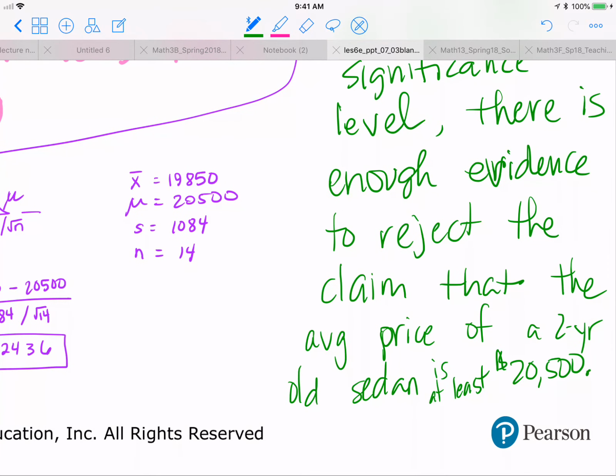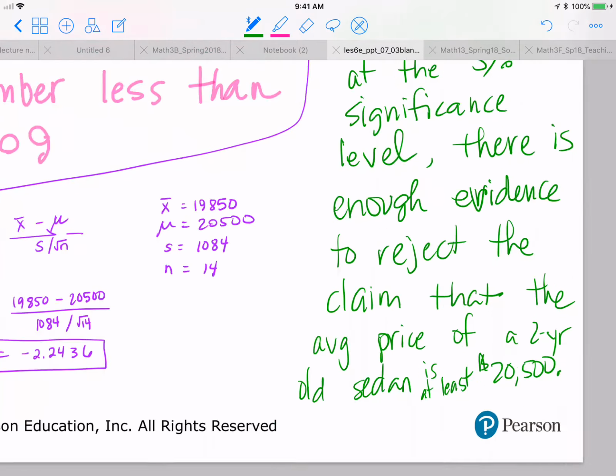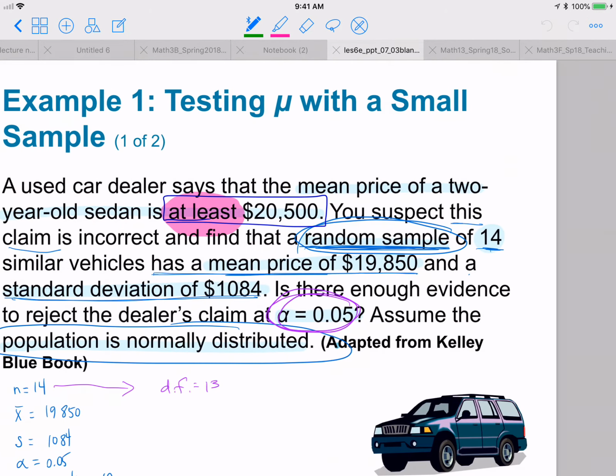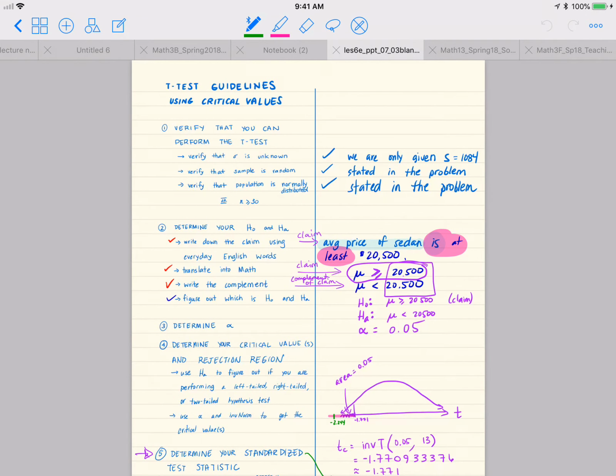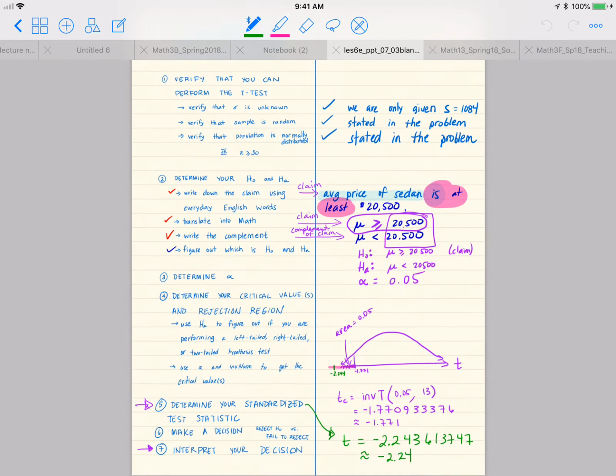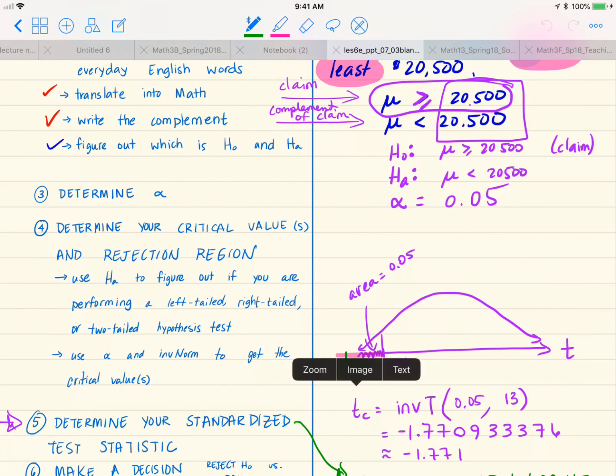So the used car dealer says, hey, look, on average, a 2-year-old sedan is going to be at least $20,500. Can you see that? I know it's kind of small. But the used car dealer is saying that, on average, a 2-year-old sedan is at least $20,500. However, the sample that we collected of 14 had an average of $19,850, right?